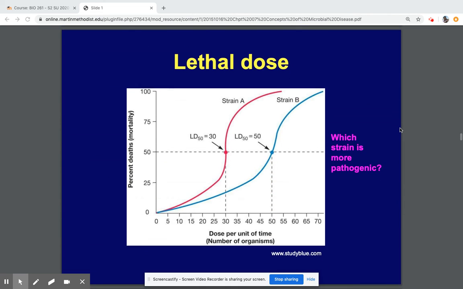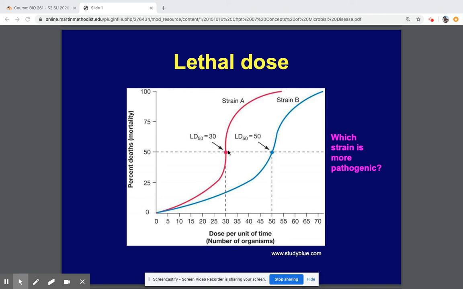Now, how does that look on a graph? Notice on your x-axis, you have the number of organisms, and on the y-axis, percentage mortality. Notice that lethal dose 50. So this is what takes the pathogen to kill the host organism 50% by 50%.